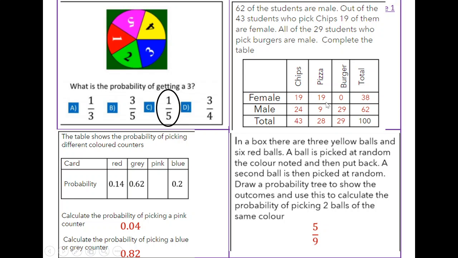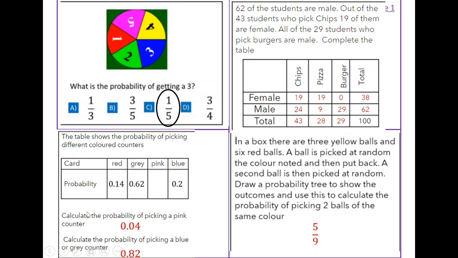So we've got 100 here. We know the 29, we know the 43, so we can get the 28 here, which means we can work out the 19. And 0 and 19 add something here was 38, so we can add another 19 down here. Remember, probabilities all have to add up to 1.00 or a whole one.